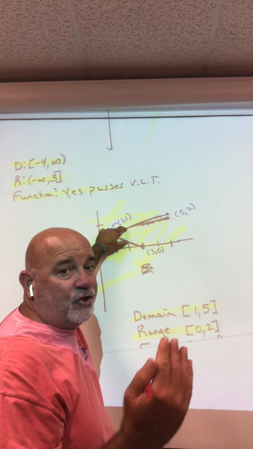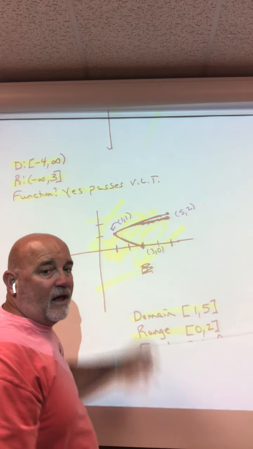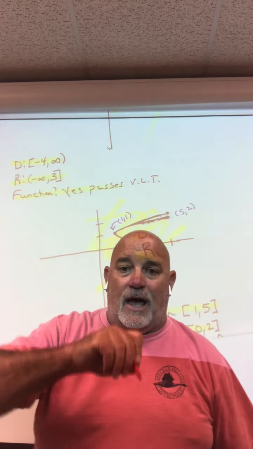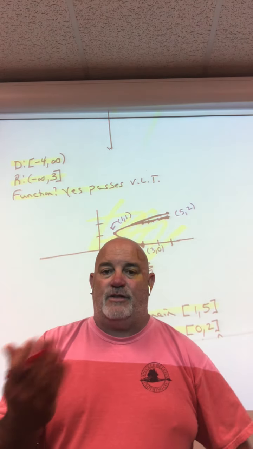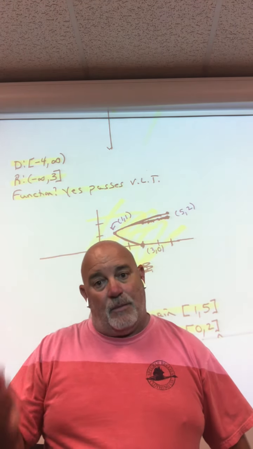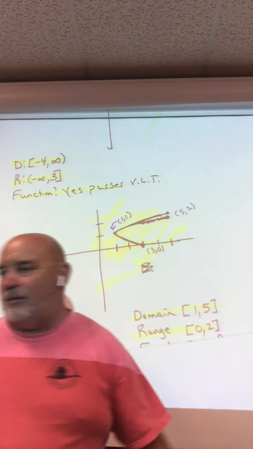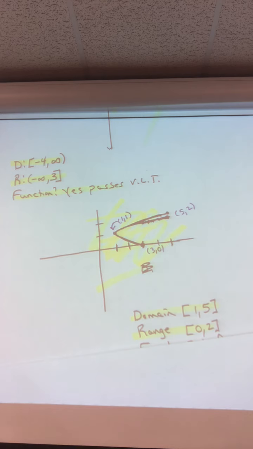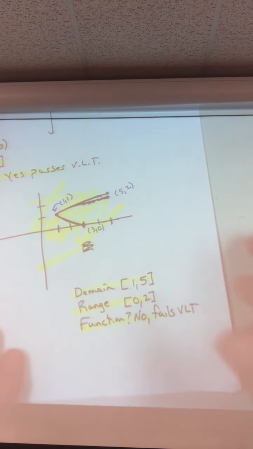What does that mean? It means your x's repeat. That's why you use the vertical line test. If you draw a vertical line on a graph and it touches 2 places, it means those 2 ordered pairs have the same first number. And remember, with a function, x's can't repeat. So that's why we use the vertical line test. Now, you don't have to say all that. All you've got to do is say, no, it fails the vertical line test. Okay?